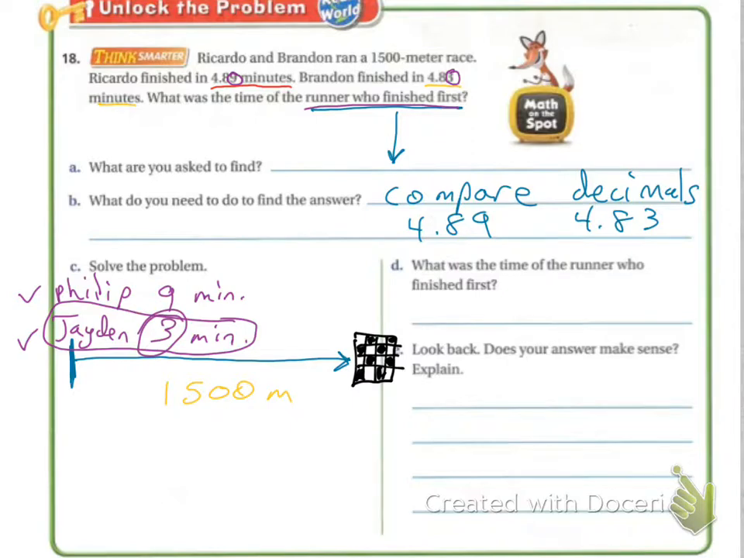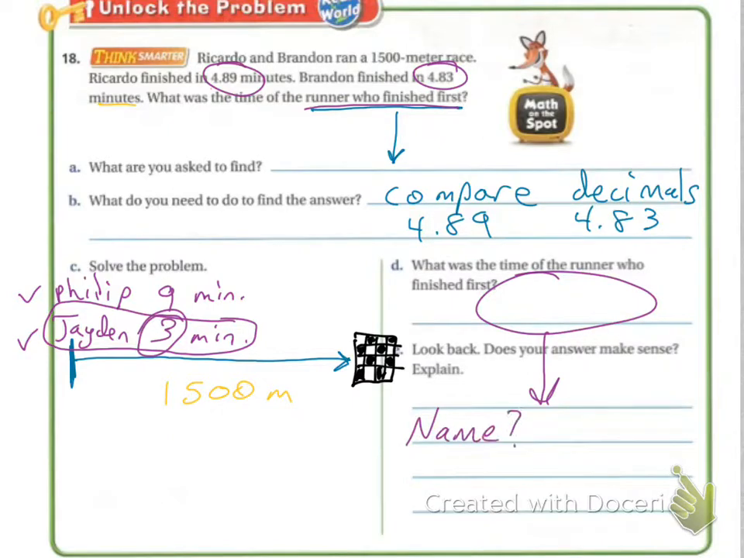Now we're supposed to compare these 2 numbers right there. So what was the time of the runner who finished first? Well, we need the smaller number. So you write that number here, and then you need to write the name of the winner here. So go ahead, don't worry about this stuff here. We've already explained that. Who is the winner? Write their name here.